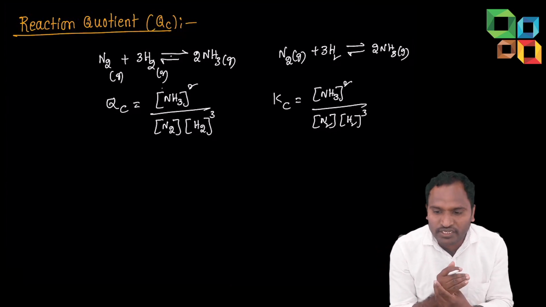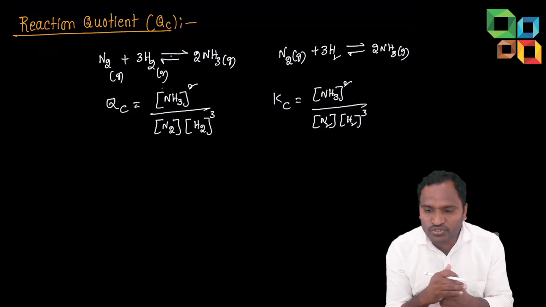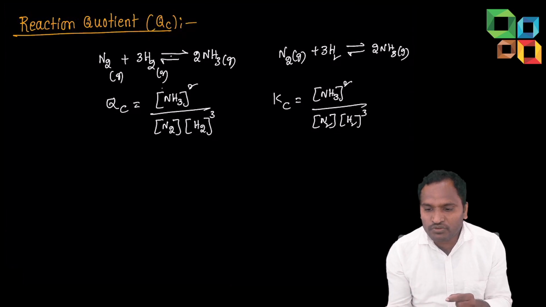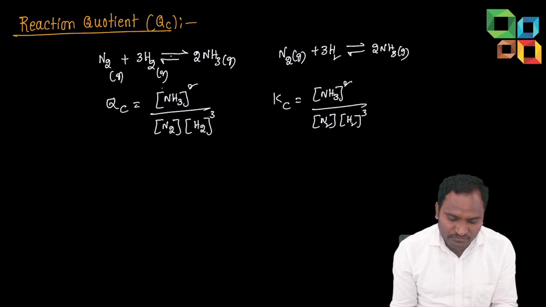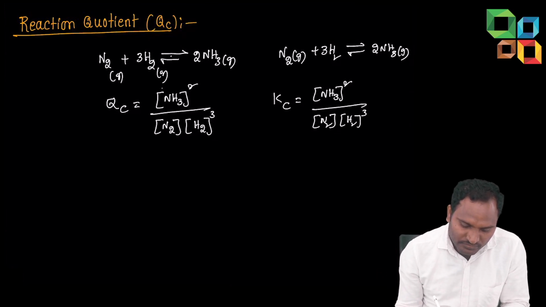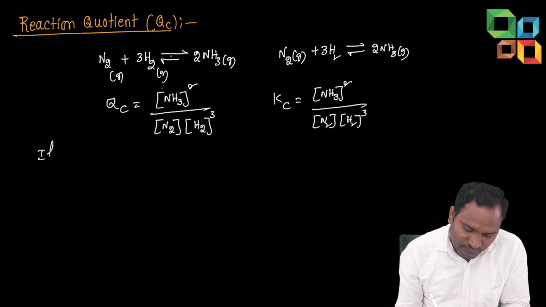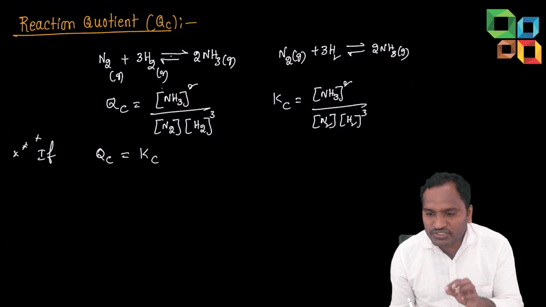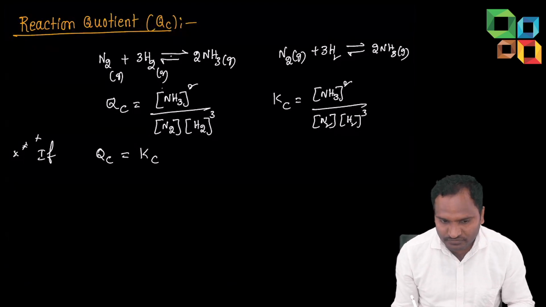Now we are going to relate Qc and Kc and see how to decide whether the reaction is favorable towards the forward direction or backward reaction. First, important, students, if Qc is equal to Kc, what it means? The reaction is in equilibrium.